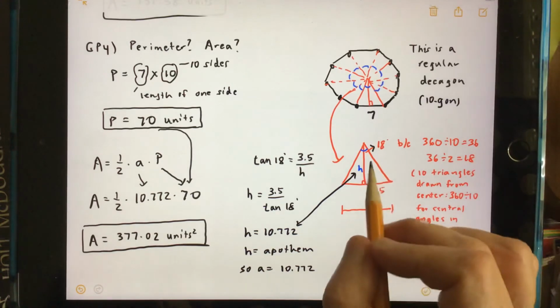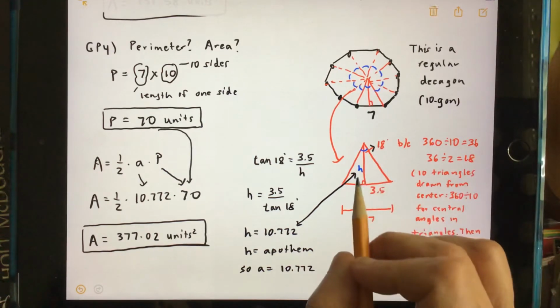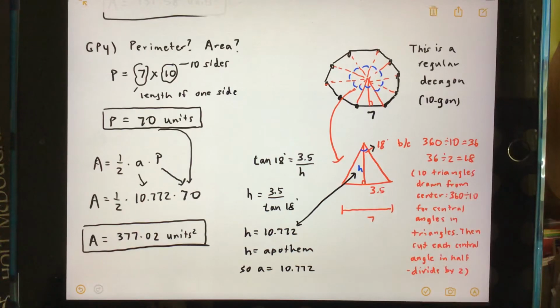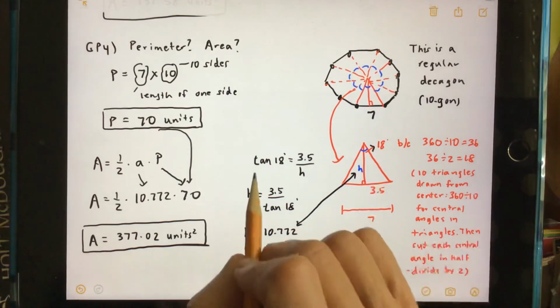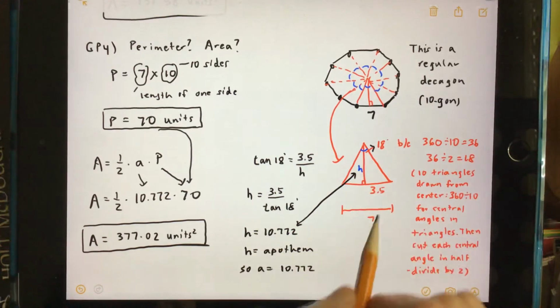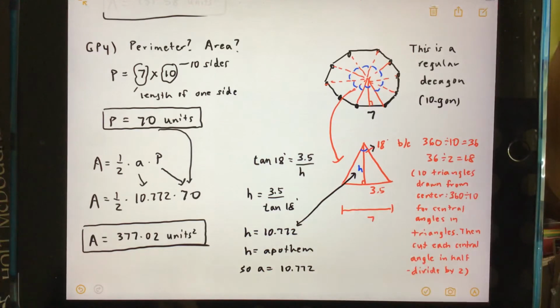36 divided by 2 is 18. Now I'm going to use this angle of 18 degrees to help me find out what this h is. I'm going to use a trig function. I know that tangent is opposite over adjacent, so the tangent of this 18-degree angle, just this half angle here, is equal to the opposite, 3.5, over h. And remember that h is going to be our apothem.